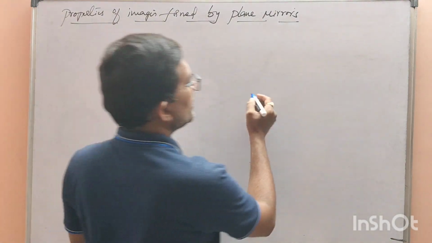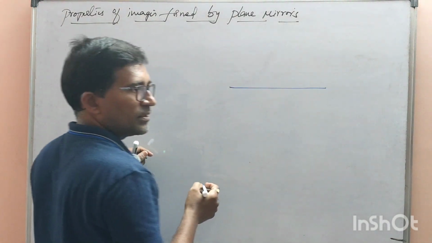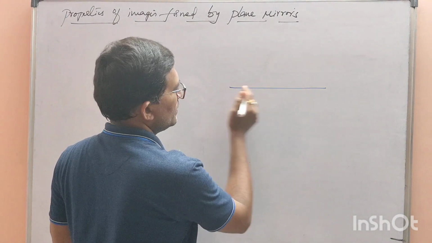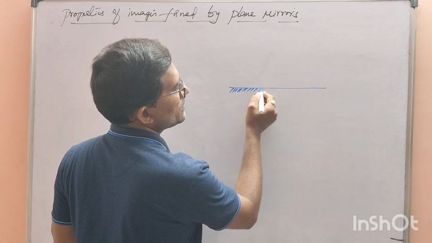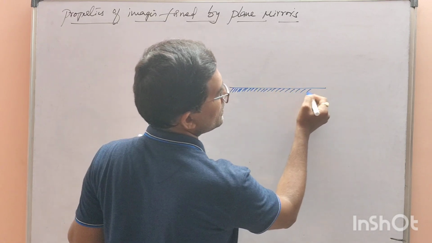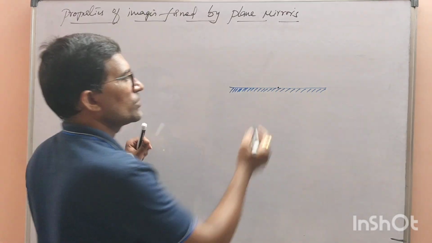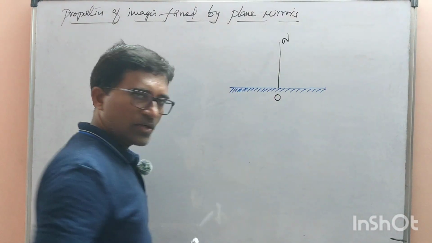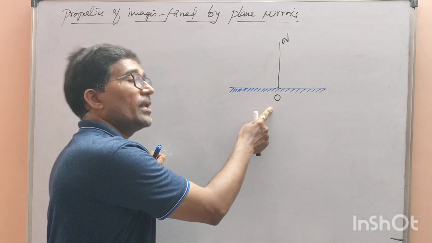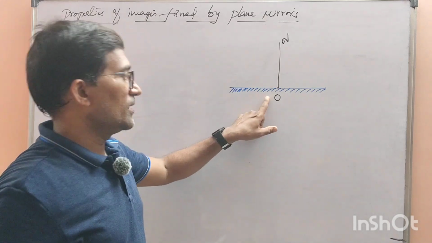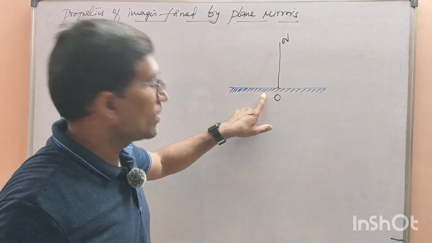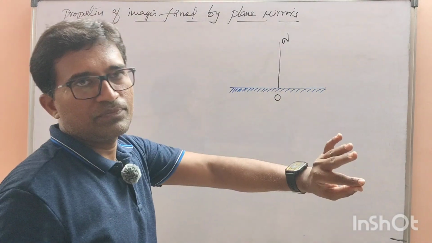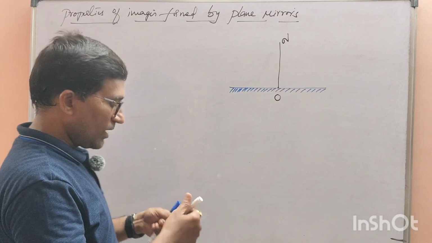Now, what is a plane mirror? A plane mirror is a mirror which has a flat reflecting surface. This is flat and this is a coated surface. We are going to draw the normal line from point O, extending up to N. This is a normal line. What is a normal line? An imaginary line drawn perpendicular to the reflecting surface of any mirror is called a normal line. I will write on the board.